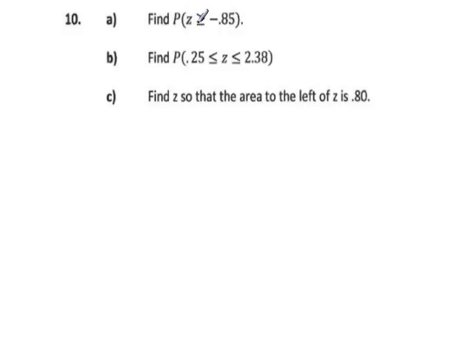Find the probability that z is greater than or equal to negative 0.85. So this, of course, refers to our standard normal variable z. It has a mean of 0, standard deviation of 1, and what we're looking for in A is the probability that z is greater than or equal to negative 0.85. So negative 0.85 is going to be to the left of 0, and we want to find the probability, or the area, corresponding to the right of negative 0.85.